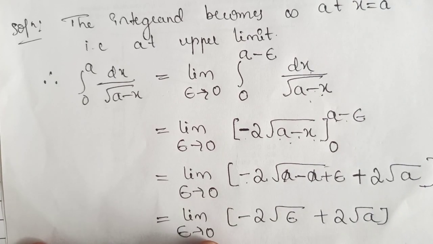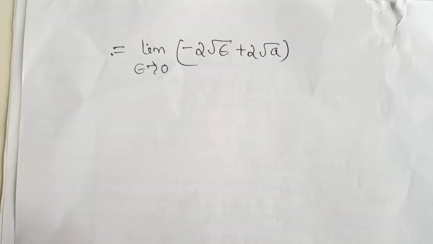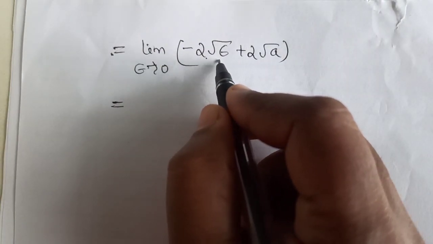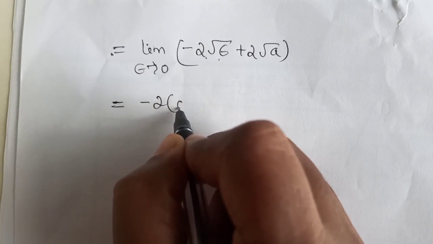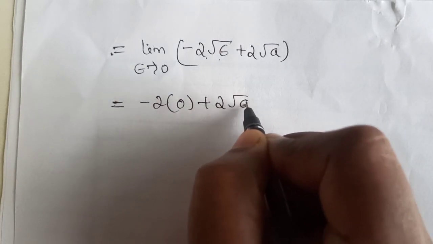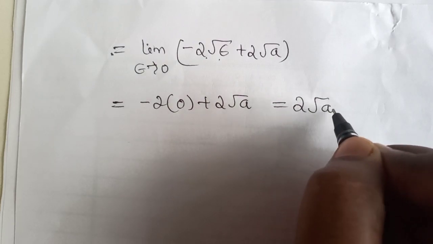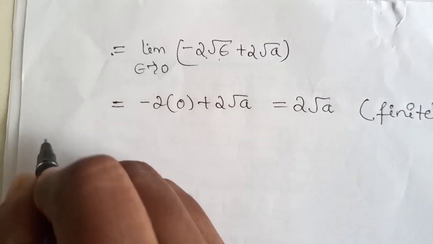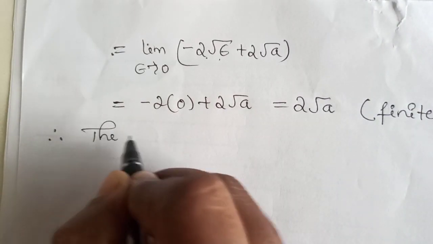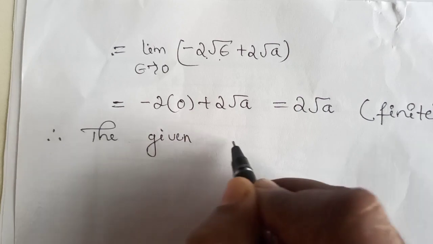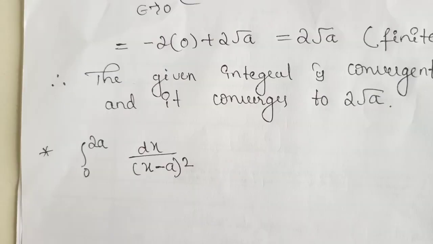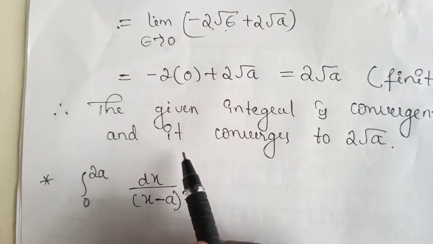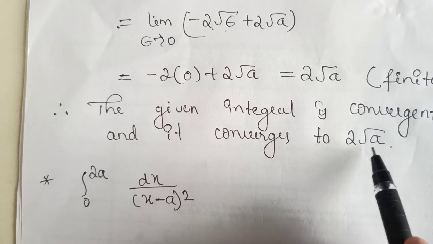Next we have to evaluate this limit. In the place of epsilon we substitute 0, we get minus 2 into 0 plus 2 root a, which is equal to 2 root a. So you can conclude that it is a finite value. Therefore the given integral is convergent and it converges to 2 root a.